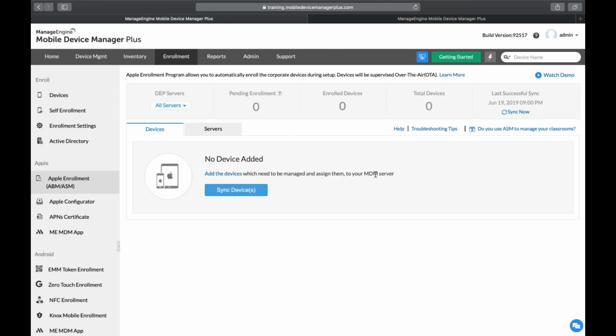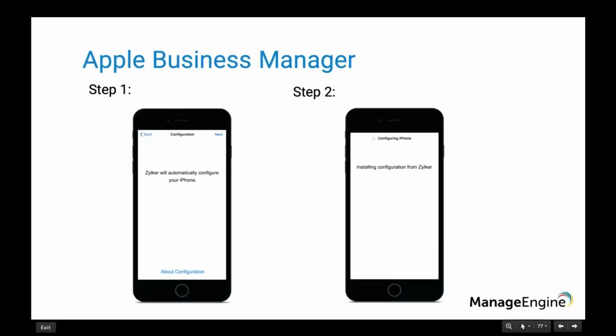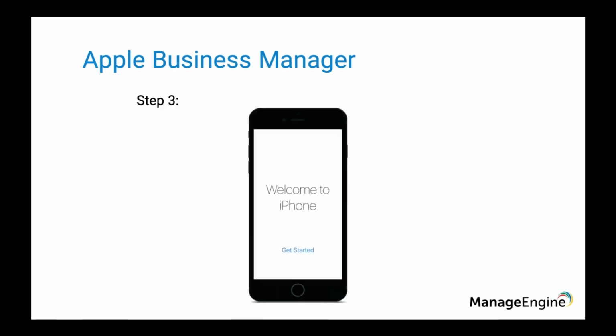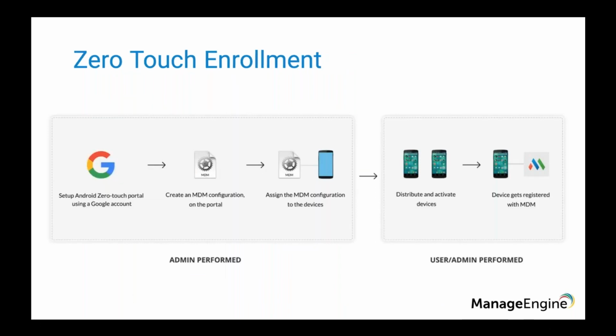So all you'd have to do now as an administrator is to just turn on the device. Once you turn on the device and it's connected to Wi-Fi, it would automatically start configuring your iPhone, which means the iPhone would be enrolled with the system itself. Once that is done, it would complete the enrollment process and would assign the user in case you have activated the AD user integration.